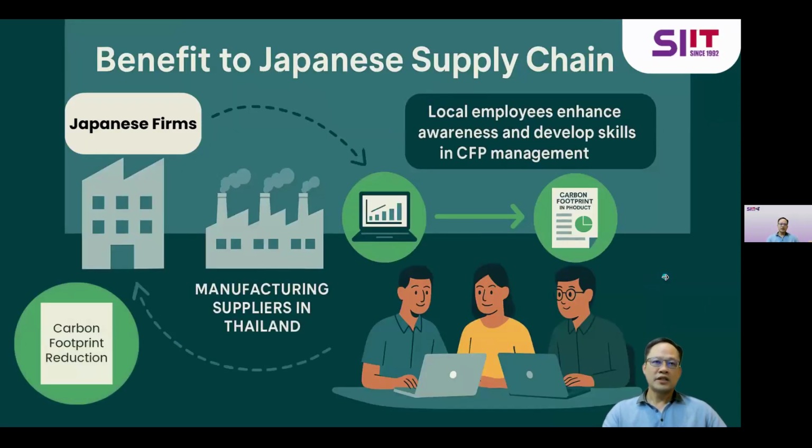Now, for the Japanese supply chain, as far as we know, there are many Japanese companies inside Thailand, and they have OEMs or suppliers that manufacture for these Japanese firms. In this process, we need to make sure that they are aware of the carbon footprint of their products and develop the skills to create the first report of the carbon footprint. Hopefully, after they have spent the first year constructing the report, they can have a plan to reduce the carbon footprint, and then the whole supply chain will have a lower carbon footprint.